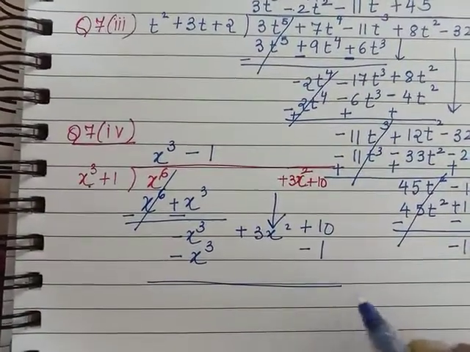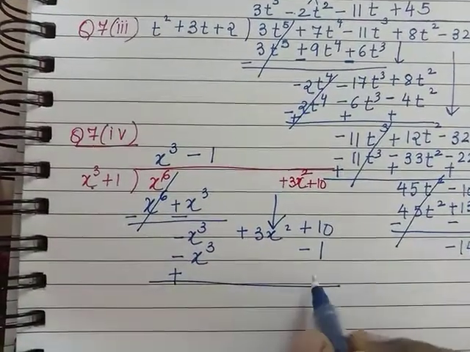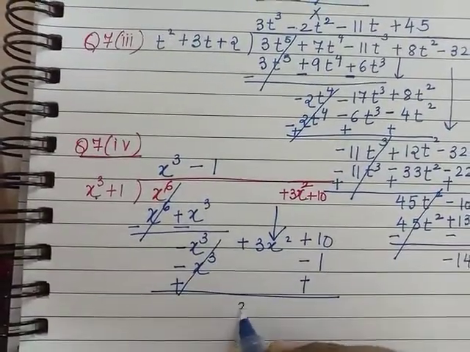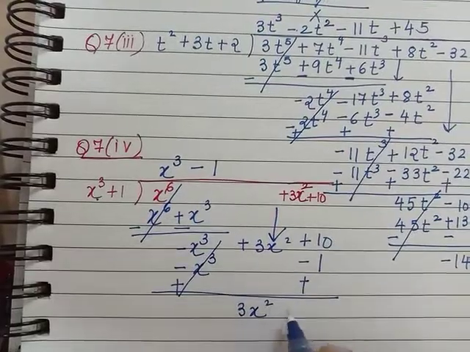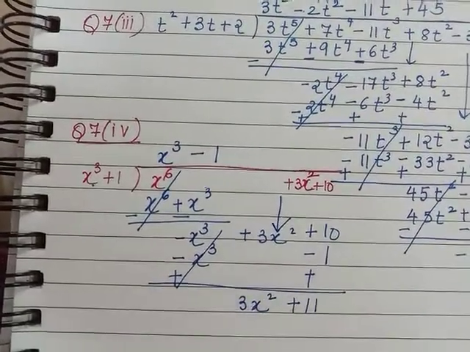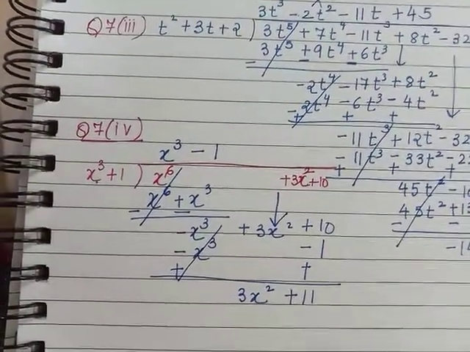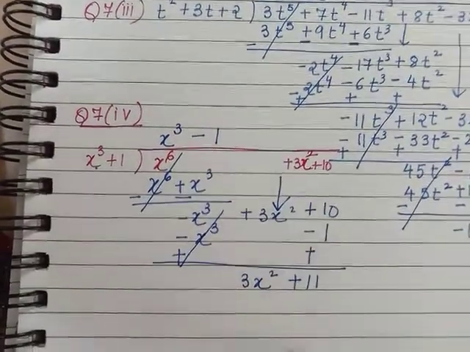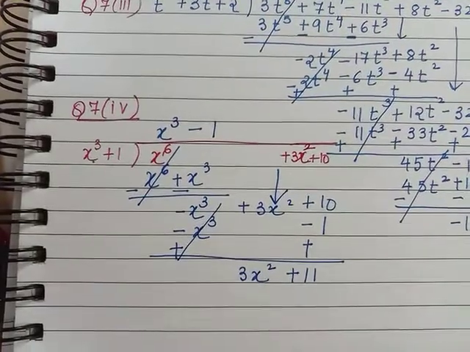Now we subtract these two. So sign gets changed. These two gets eliminated. What we are left with? 3x square plus 11. As it is mentioned, find the quotient and the remainder. So x cube minus 1 is the quotient and 3x square plus 11 is the remainder.